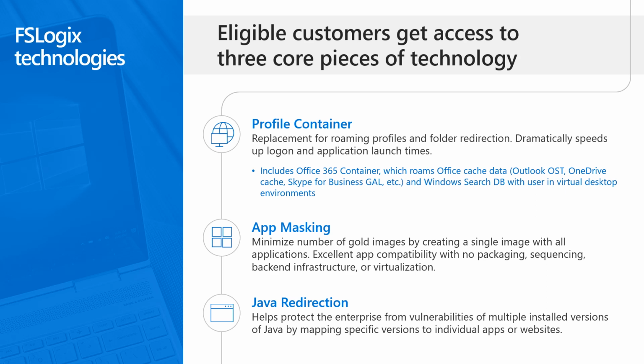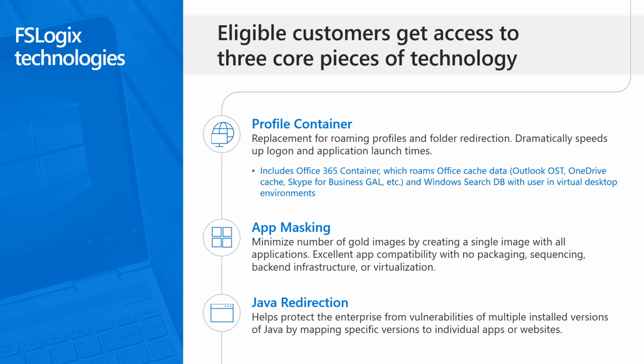Eligible customers of FSLogix get access to three core pieces of technology, namely the profile container, including the Office profile container, which roams the Office cache data and allows you to run Outlook in cached mode. Also OneDrive cache and Skype for Business global address list, and Windows Search database.